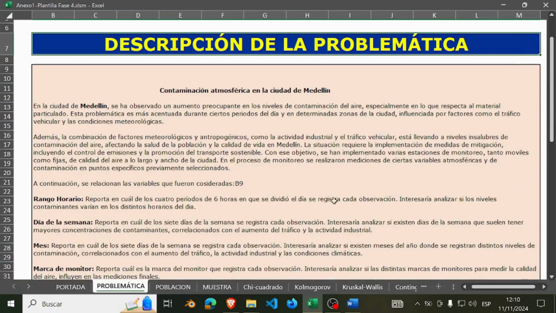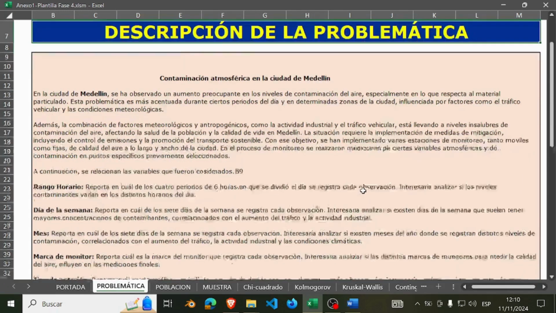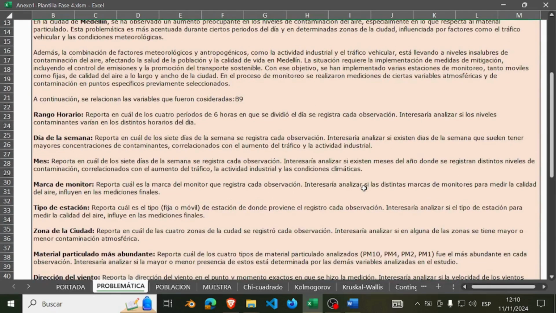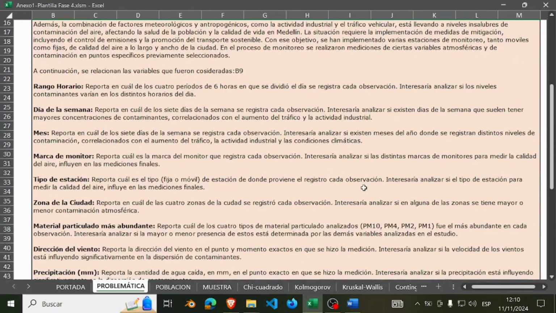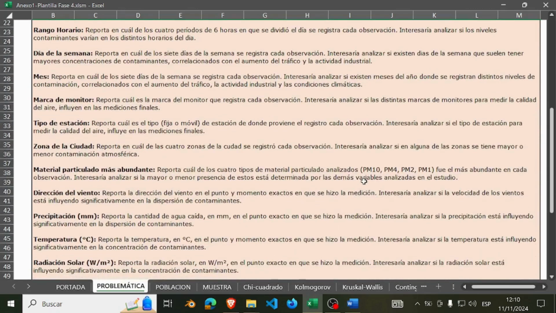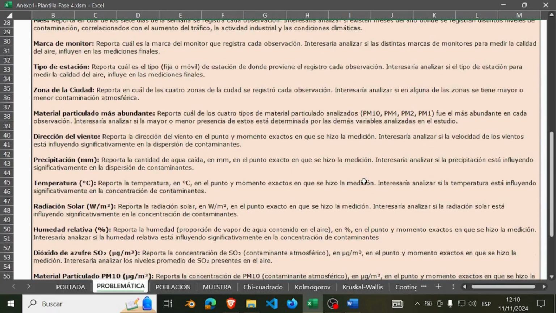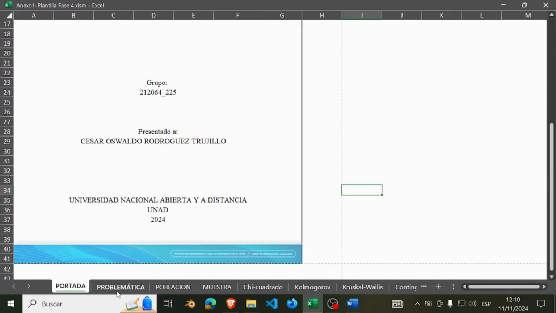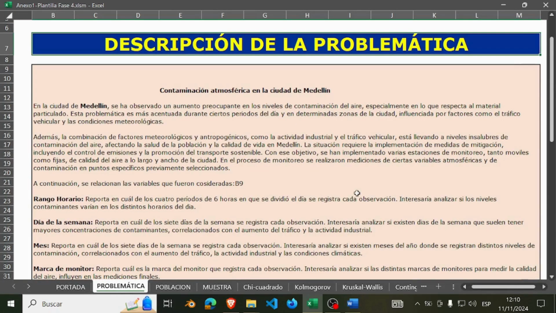Problem description. The problem addressed in this study focuses on evaluating data from different variables without assuming they follow a normal distribution. This situation is common when data normality cannot be assumed, which makes non-parametric tests necessary. Through this analysis, we aim to determine if there are significant differences between the distributions of the variables in question, despite the lack of a known distribution.